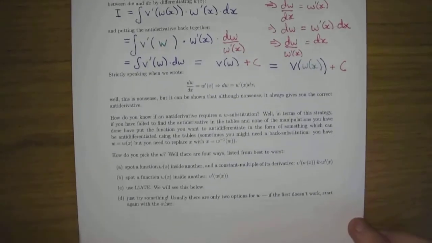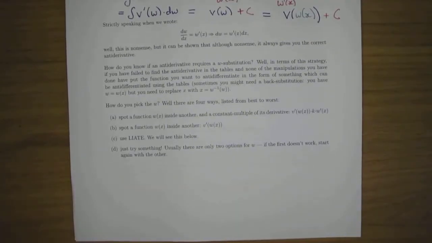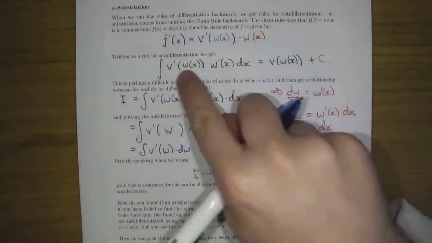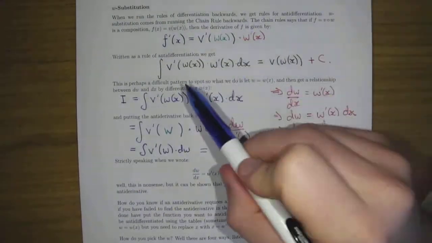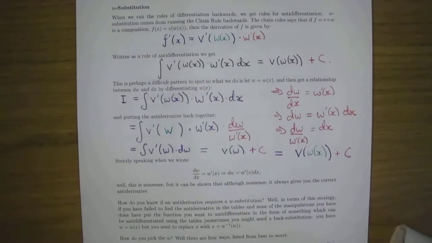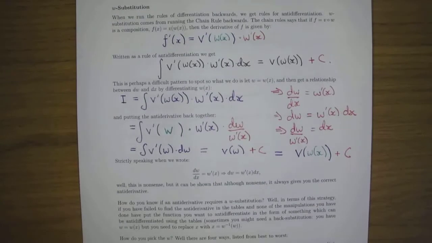Okay. The next thing is how do you know how to pick the w substitution? Well, I've got some rules here. So the first ones are recommendations. The first one is look at this formula here. What's the w? You see a function inside another and a multiple of its derivative. Then you let w be the function. The second one is you simply see a function w inside another one, let w be the function inside.